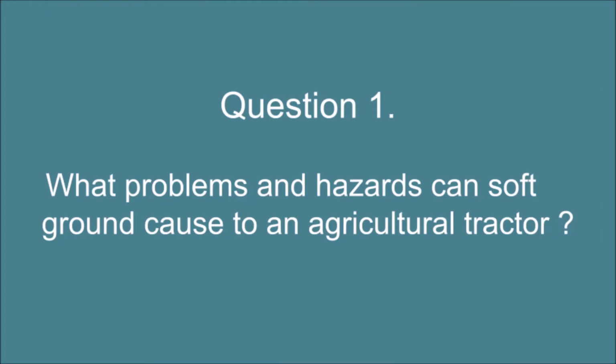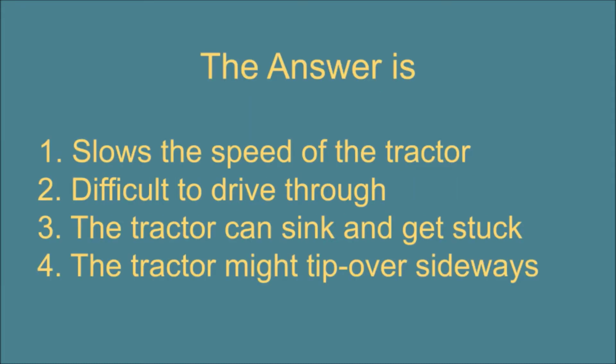Question 1. What problems and hazards can soft ground cause to an agricultural tractor? The answer is: 1. Slows the speed of the tractor. 2. Difficult to drive through. 3. The tractor can sink and get stuck. 4. The tractor might tip over sideways.